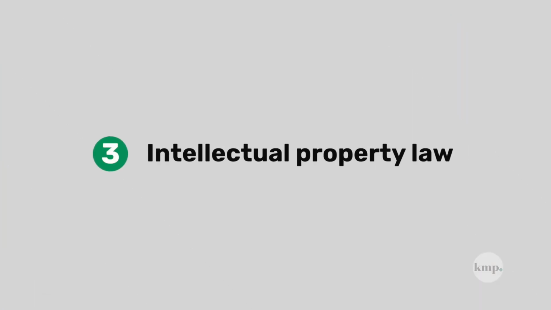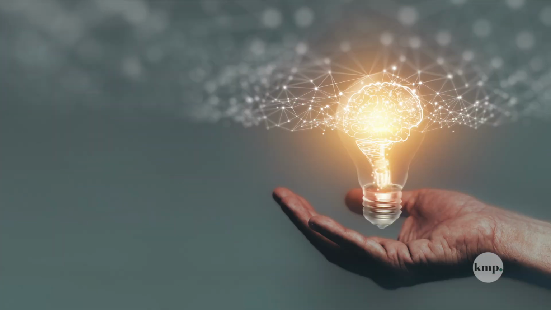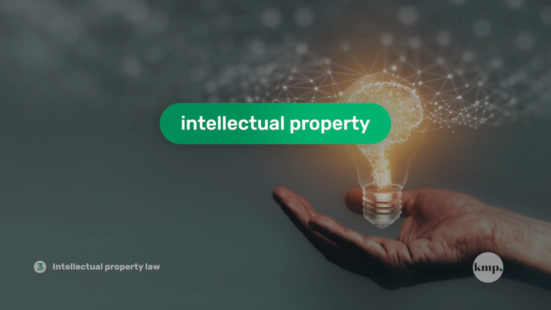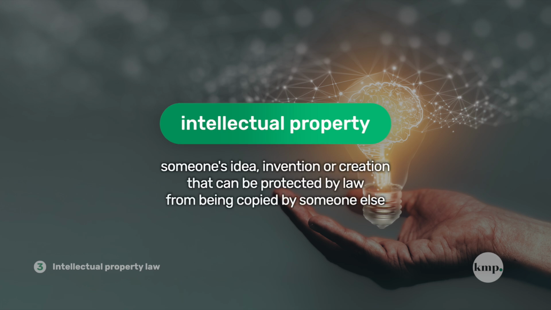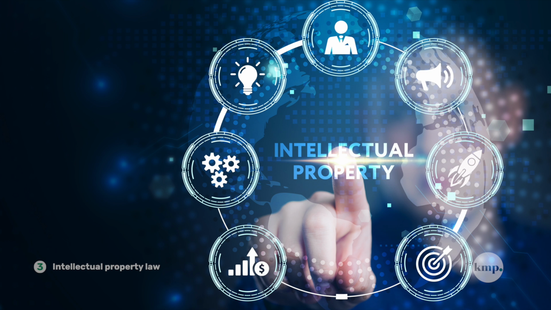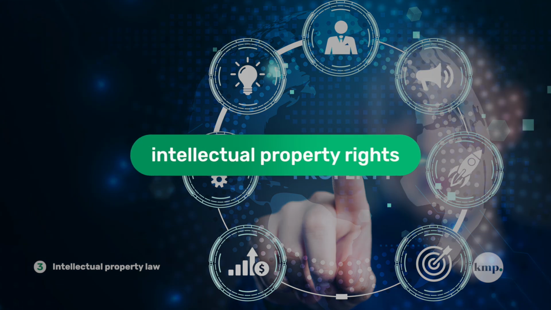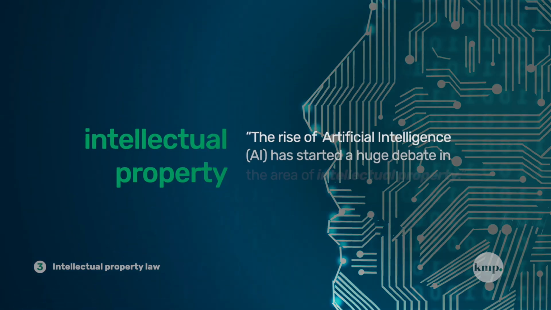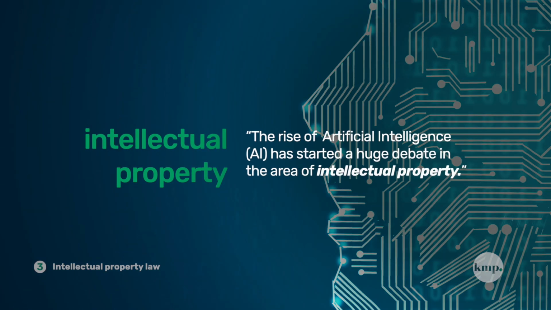3. Intellectual property law. There are many specialist areas in the law, such as intellectual property law. Intellectual property is someone's idea, invention, or creation that can be protected by law from being copied by someone else. Lawyers refer to intellectual property rights. For example, the rise of artificial intelligence, or AI, has started a huge debate in the area of intellectual property.